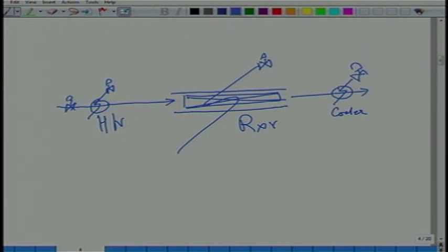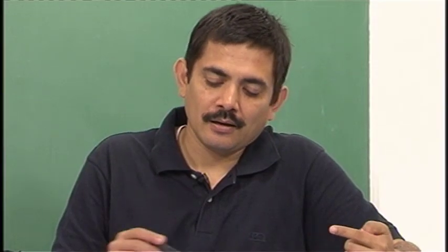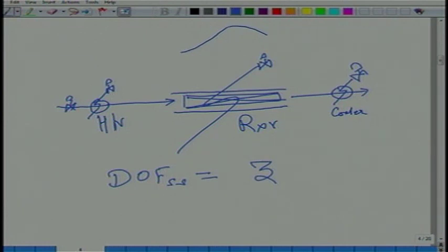Degrees of freedom, how much, what would be the degrees of freedom? Now you tell me. DOF steady state, it will be actually 3. What are those 3 degrees of freedom? What is the inlet temperature, outlet temperature, or how much heat you are removing? Outlet temperature, or maybe the reactor will have a hot spot temperature. What is that hot spot temperature? Okay, because the hot spot temperature will set the cooling rate required, the heat removal rate inside the reactor.